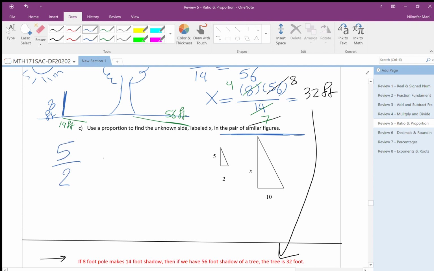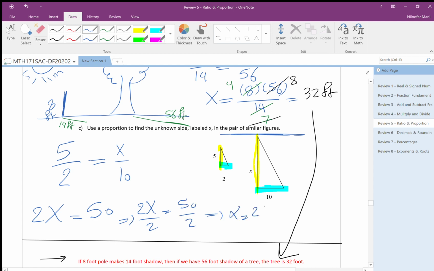So if you do 5 over 2 is like x over 10. See, I said 5 first, so I have to do this one on the other side top. So the relationship is a similar figure, which means the relationship between sides are the same. Okay, so 2x is 50, and 2x divided by 2 is 50 divided by 2. So then x is 25. Because I want to see x alone, so I divide. But if I see x divided, I multiply. Okay? So we will see more examples.